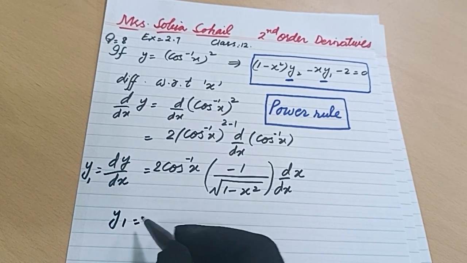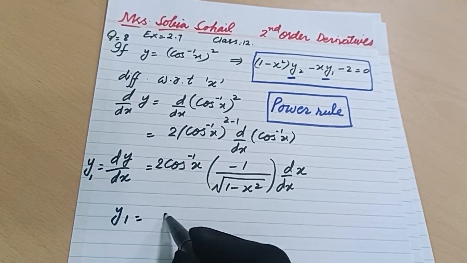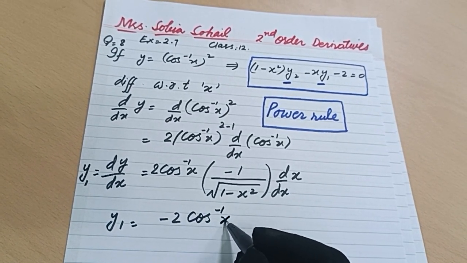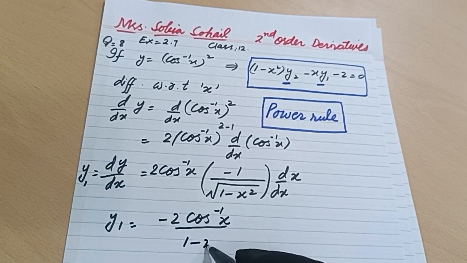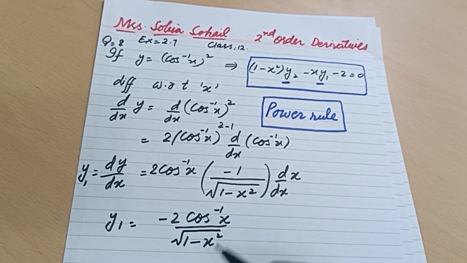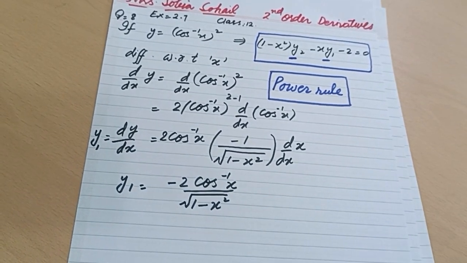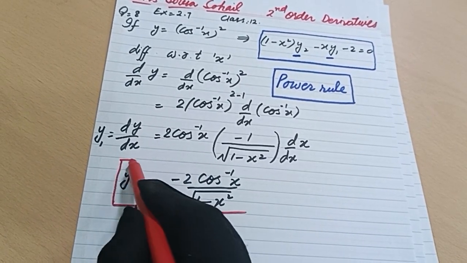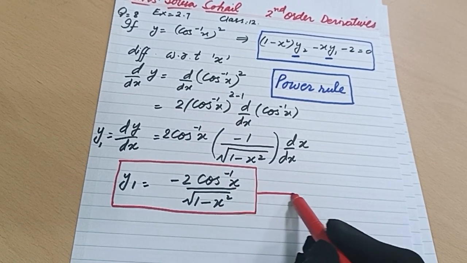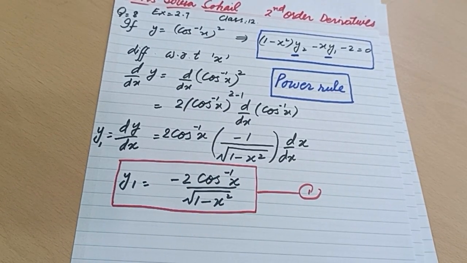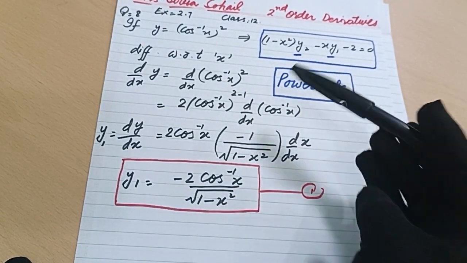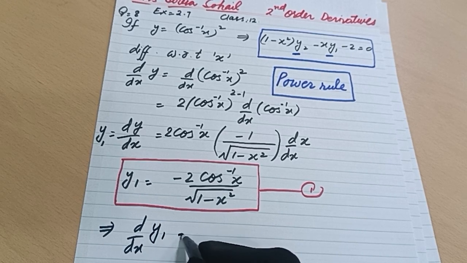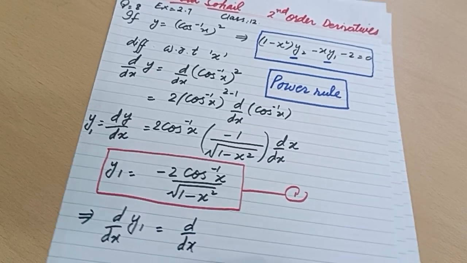So y1 is equal to negative 2 cos inverse of x over square root of 1 minus x square. Now this derivative is done. First derivative is ready. We can highlight our first derivative and name it as equation number 1. Now as we have to take the second derivative, take the derivative again, means the derivative with respect to x on y1, and differentiation with respect to x on this function.